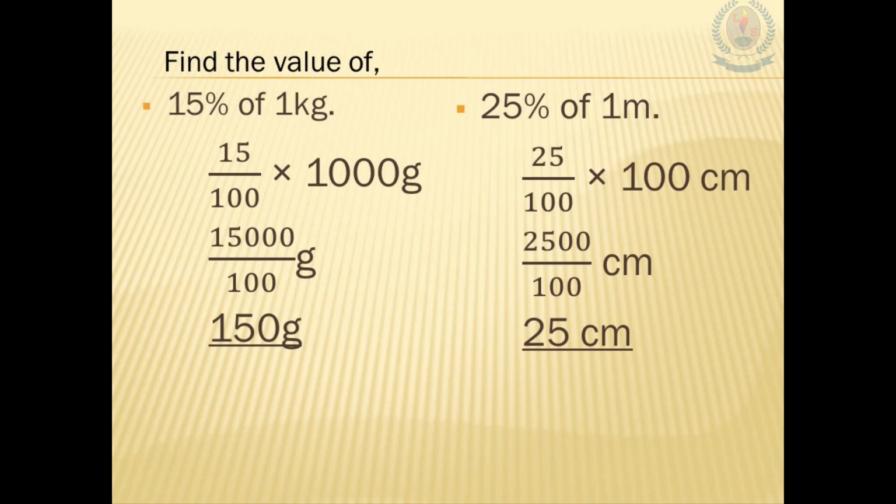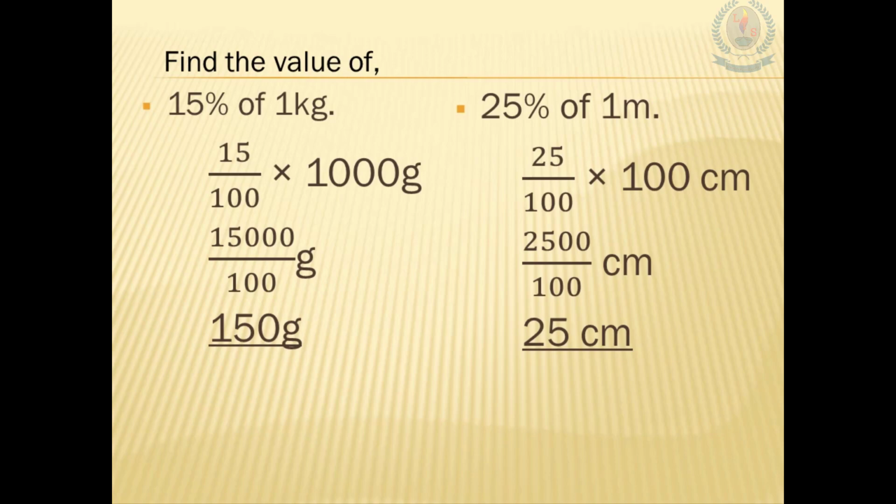For the next step, you can multiply those two numbers. 15 times 1000 is 15,000. 15,000 you have to divide by 100. The answer is 150 grams.